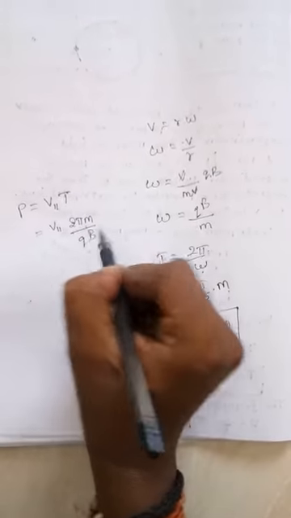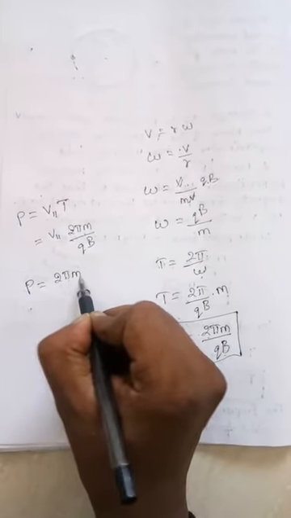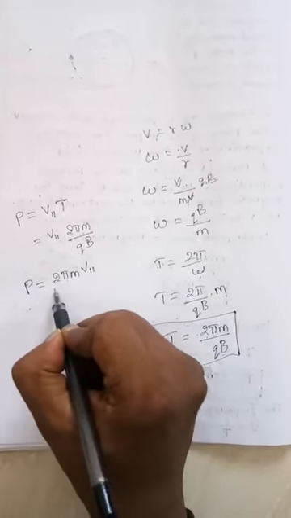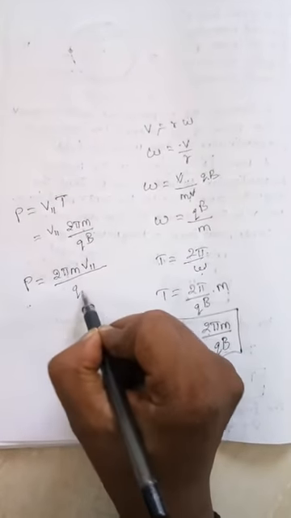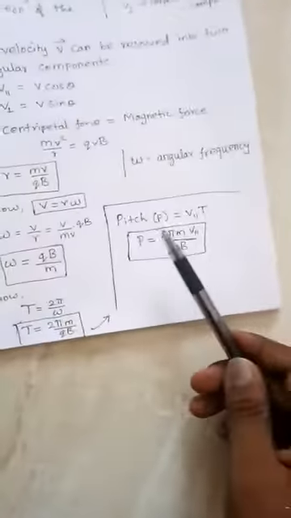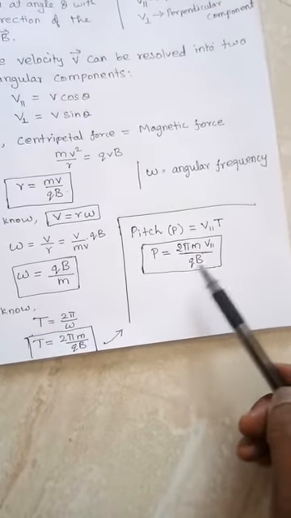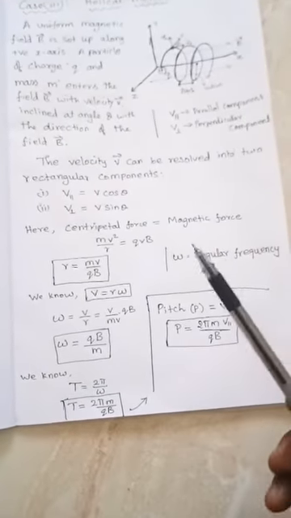So the pitch is P is equal to 2 pi m v parallel divided by qB. This is the helical motion of a charged particle.